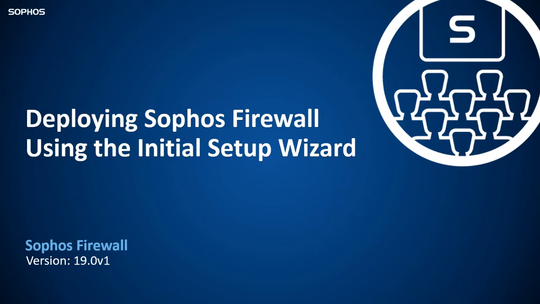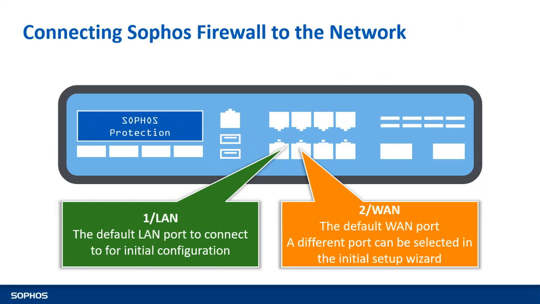Now this is about using the initial setup wizard. To configure Sophos Firewall, you must start by connecting to power. This is the first step. Connect to power and then connect the LAN port and the WAN port. On XGS series and NextGen series hardware firewalls, the default LAN and WAN ports will be checked. In the software and virtual Sophos Firewall, these will be the first and second network cards. You will have the option to modify these ports during initial setup or once setup is complete.